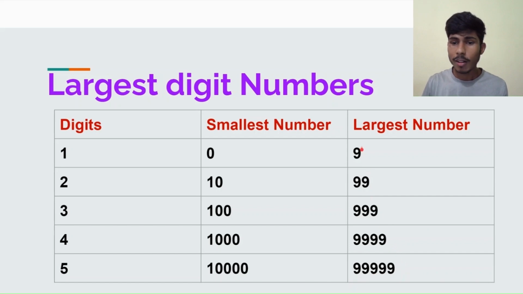So we'll get all the largest numbers. So if you want any digit largest number, you have to make that many digits as 9. So you will get the largest number of that digit. Okay. So how to get the smallest?